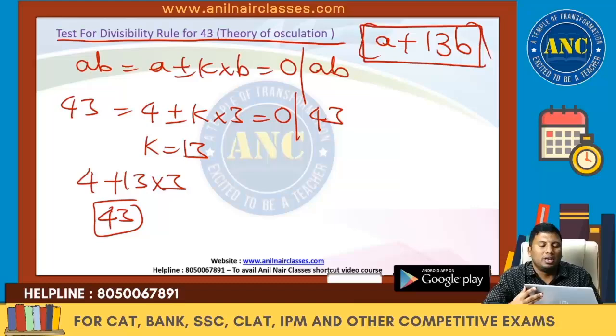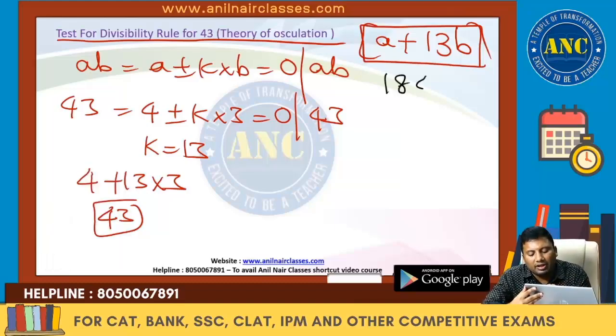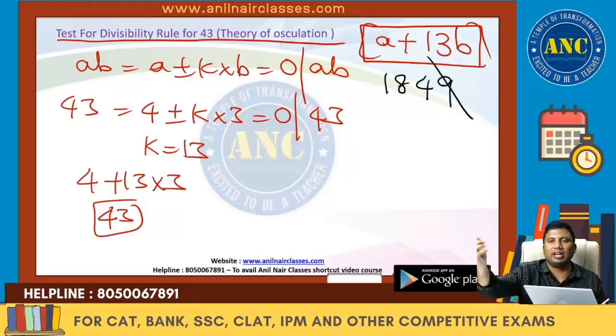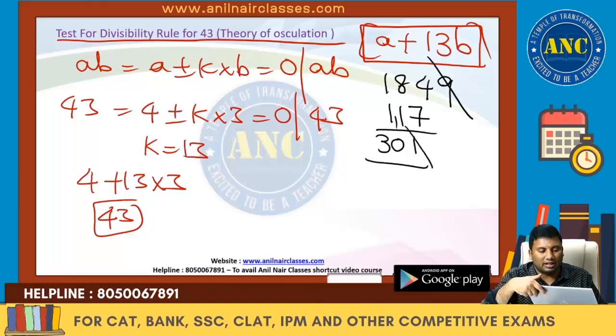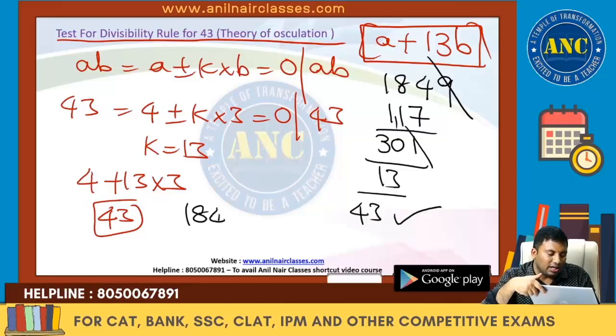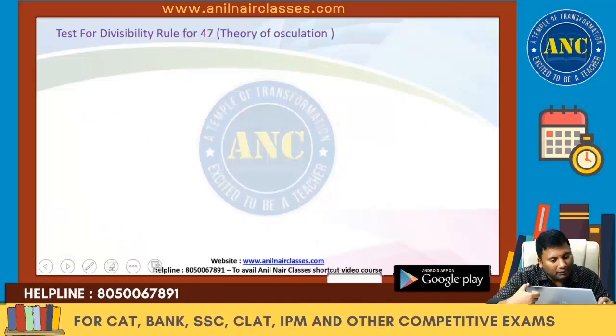Are you all with me? A plus 13b. For example, 1849 is there. Take the unit digit. 9 13s are 117. Again it will be 301, multiplied by 13. 30 plus 13, 43. So 43 is divisible by 43. The answer is 1849 is divisible by 43. Idea clear, right? Divisibility rule for any prime number.